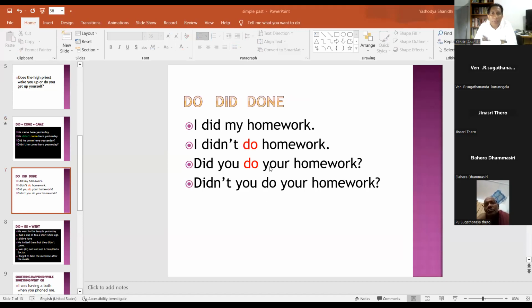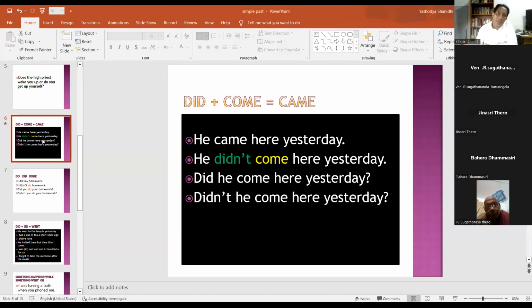And here, this is something that we should understand. Most of the time, we use did as a helping verb. When you look at this example, you can see he came, he didn't come. Did is a helping verb there. Did he come, didn't he come? In interrogatives and negatives, we find did is used as a helping verb.